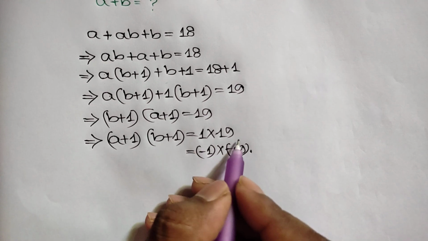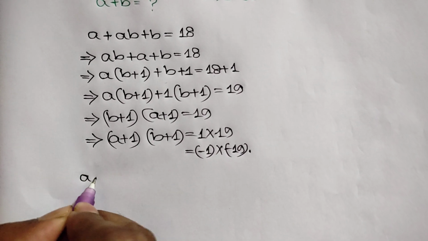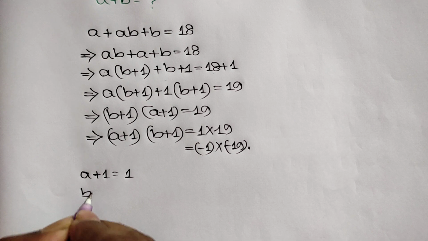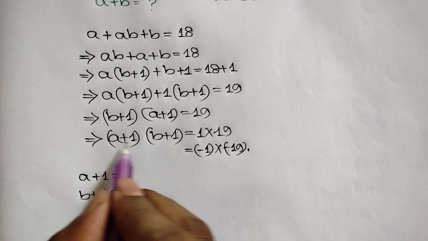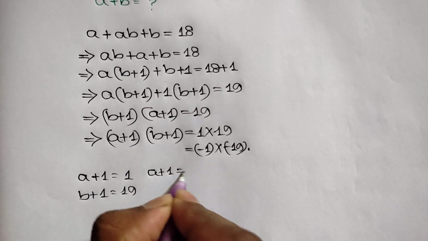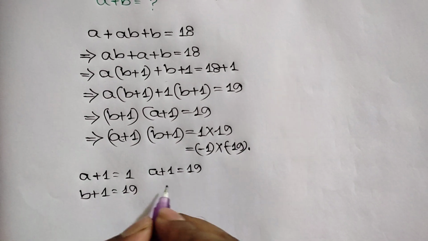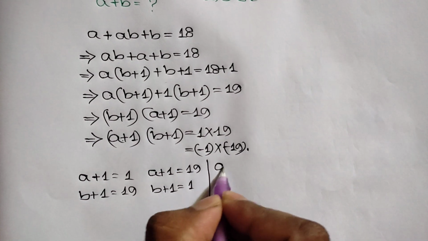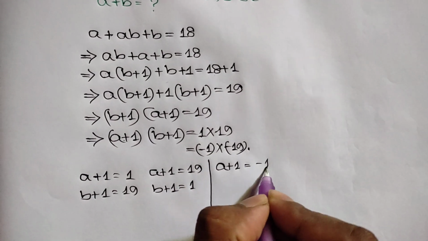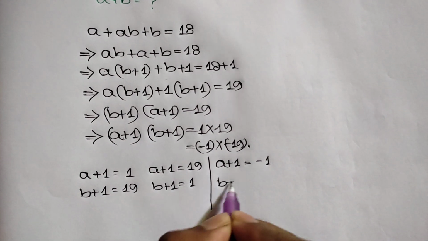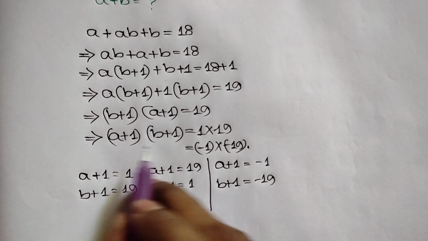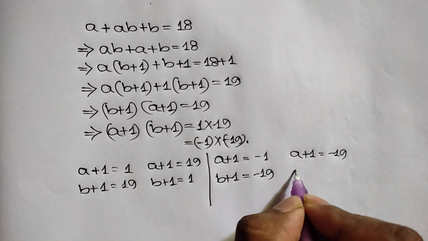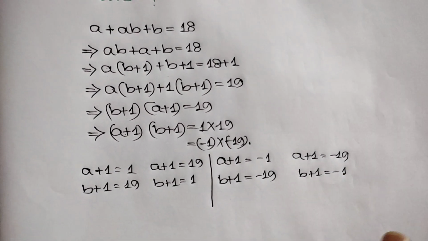Now comparing both sides we can write a plus 1 is equal to 1 and b plus 1 is equal to 19, or a plus 1 is equal to 19 and b plus 1 is equal to 1, or a plus 1 is equal to negative 1 and b plus 1 is equal to negative 19, or a plus 1 is equal to negative 19 and b plus 1 is equal to negative 1.